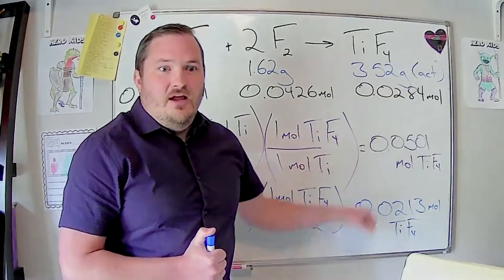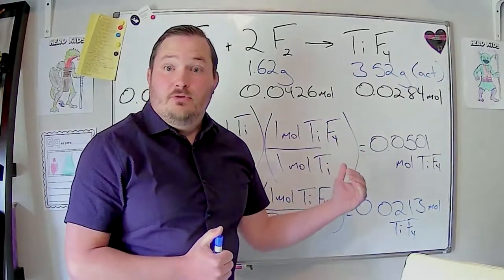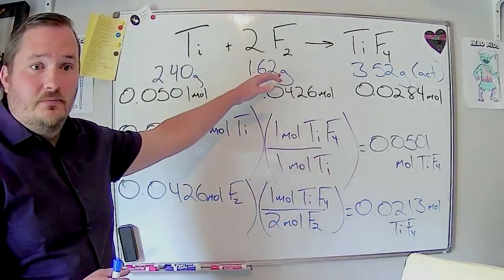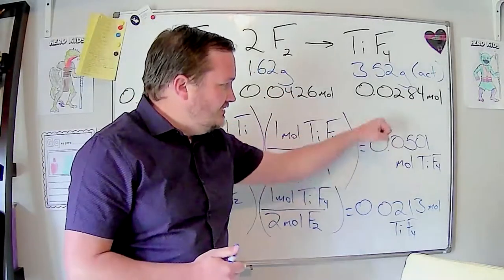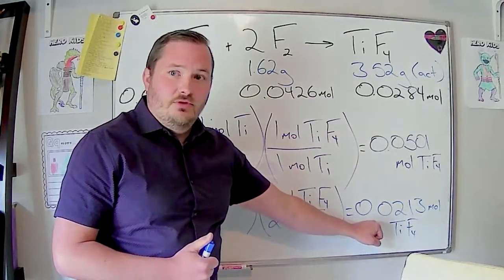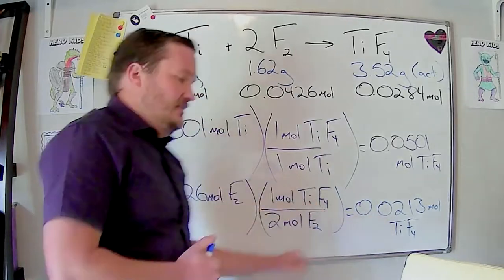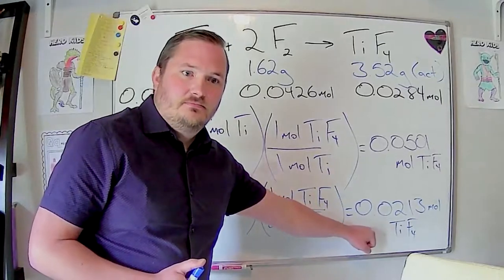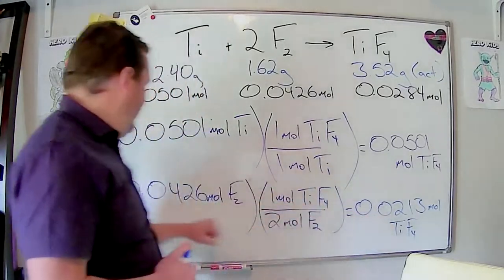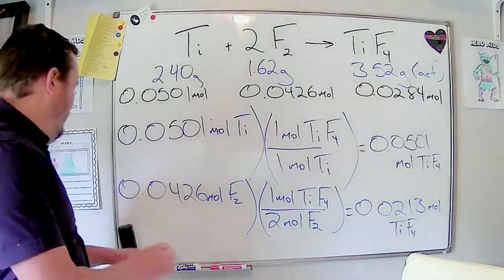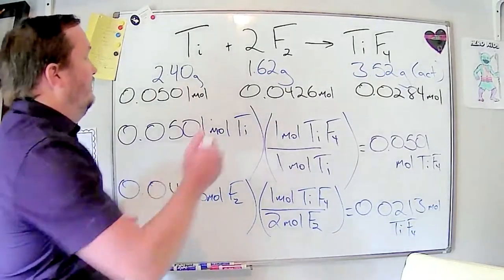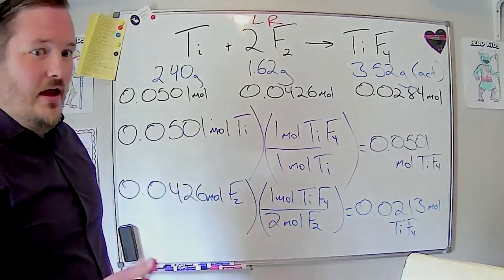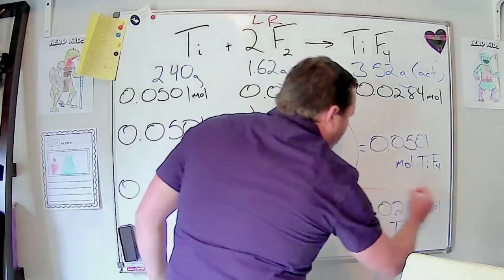So we have two different amounts here for how much product we could make. They can't both be true, right? Because we're using these two things up at the same time. So whichever of these two numbers is lower is our actual theoretical yield. Because this bottom number is saying, if I used all of my fluorine up, here's how much product I could get. So because that's a smaller number, that tells us that fluorine is running out first. So we can answer our question of limiting reactant, and we can answer our question of theoretical yield at the same time.